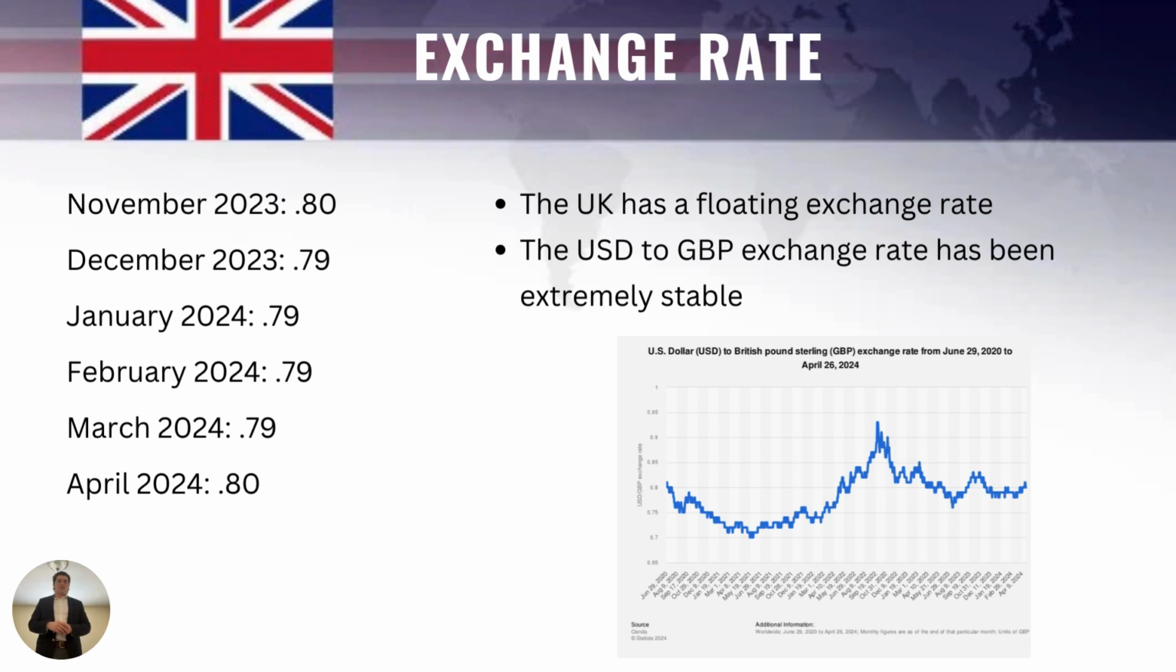So the UK has a floating exchange rate. This has been the case since 1972, when they basically decided we're not going to set the value of our currency and set the exchange rates. And even though this is the case, the United States and the UK have had an extremely stable exchange rate, and this has been good for trade between the two of them.